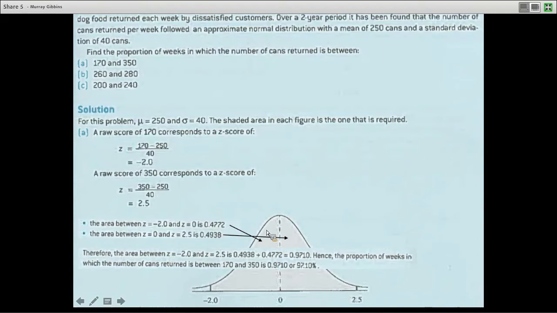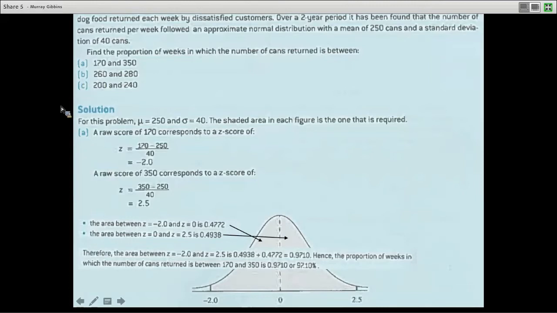So this is the full question, if you like. We're just building on the questions, putting the data together. And we start to read through the question. Remember, I said there's really only so many ways that they can show the question. We've just got to go looking for the key bits of data. Get used to looking for the mean. There it is, the mean of 250 with a standard deviation of 40. And we've got to find the proportion of weeks in which the number of cans returned is somewhere between 170 and 350. And then we'll do B and C.